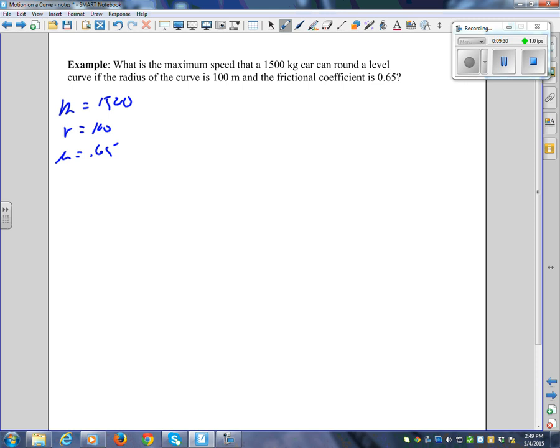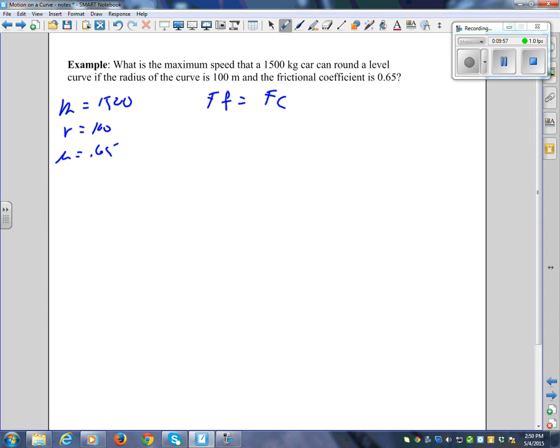How should we start these unbanked curve questions? I suggest you start by reminding yourself that the friction force is equal to the centripetal force. This one, will we do it like backwards? Backwards from the previous one, yes. Because this time we know the mu, right? Well, let's plug in what we know.